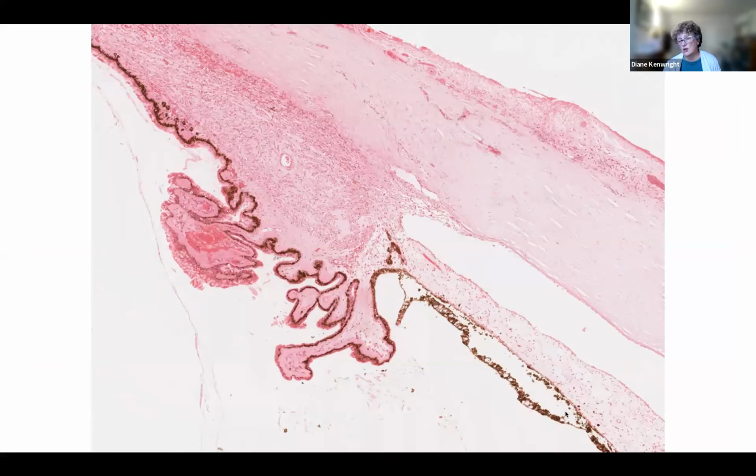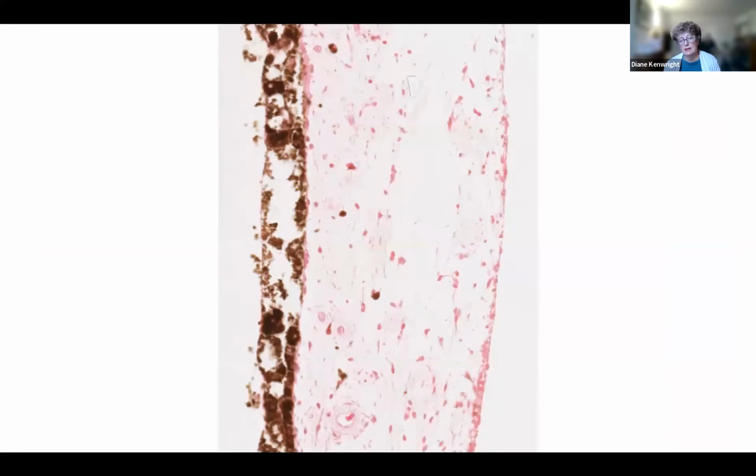Lacy vacuolization of the iris due to glycogen. Well done. The iris is looking all wrinkly and not necessarily neovascular. So here it is at high power. We've got the lacy vacuolization of the iris. And that was the end. Okay.